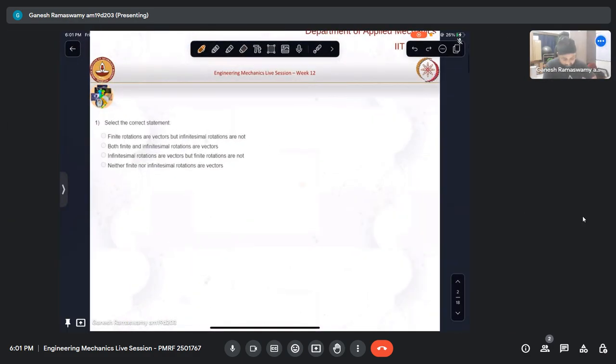Okay, so the first question here asks us the following. Select the correct statement. Finite rotations are vectors, but infinitesimal rotations are not. Both finite and infinitesimal rotations are vectors. Infinitesimal rotations are vectors, but finite rotations are not. Finite rotations and infinitesimal rotations neither are vectors. So what do we know about vectors?